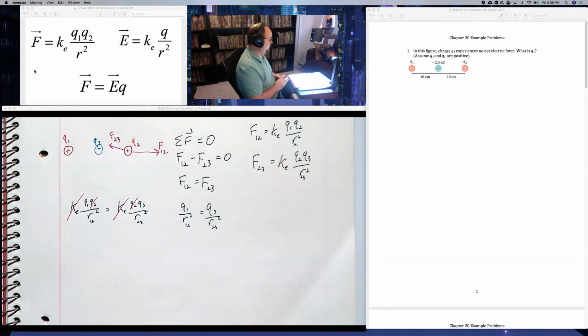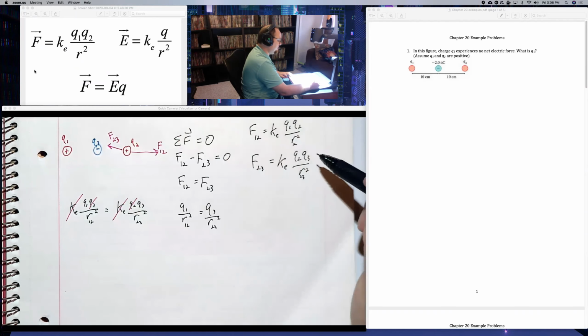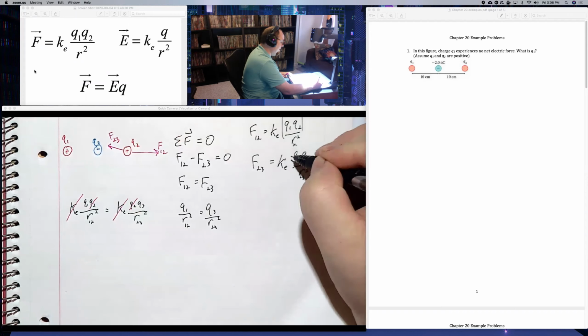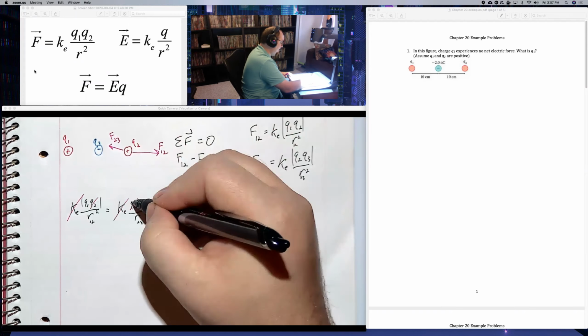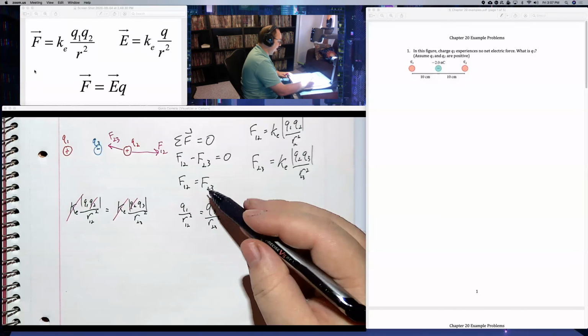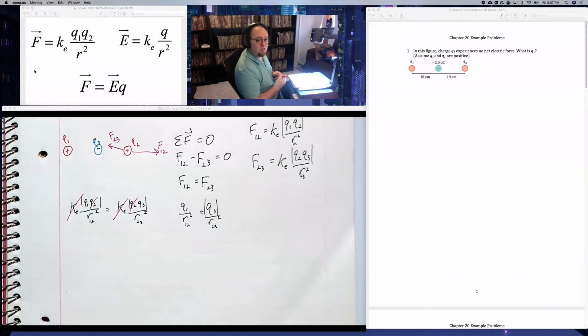Now I should be careful. I was kind of messy here, and that's the fact that Q3 is negative. I should have done it from the get-go. That negative sign kind of represents direction, but not really. I recommend always absolute valuing. So when I go and plug in, I'm going to say the absolute value of Q3 because it's a negative. I'm just going to keep the positive term.